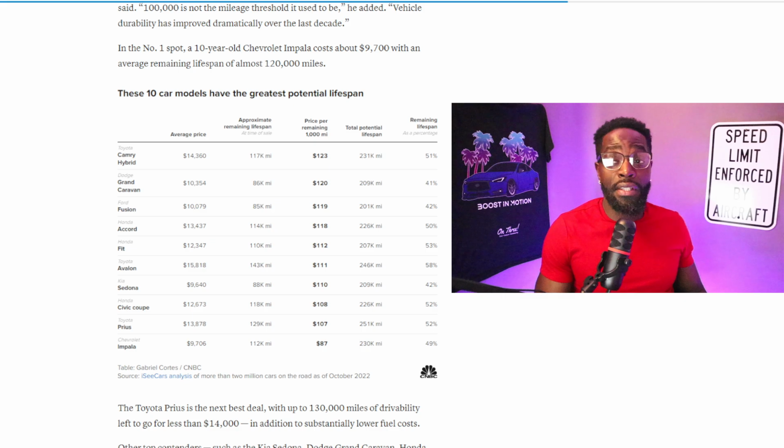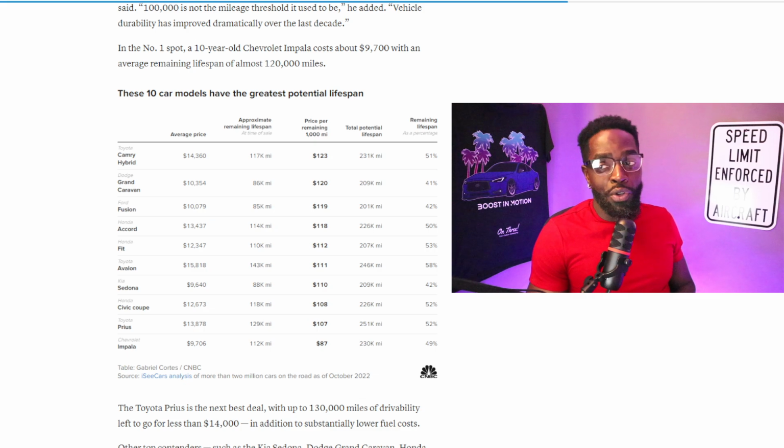So this is their list. In number one spot is a 10-year-old Chevy Impala. Costs about $9,700 with an average remaining lifespan of about 120,000 miles. These 10 models have the greatest potential lifespan. Camry Hybrid, average price about $14,000, 100-something thousand miles. And it says that the total potential lifespan is about 231,000 miles. To be honest, the car might go even longer than that. They're just saying that just to say that.